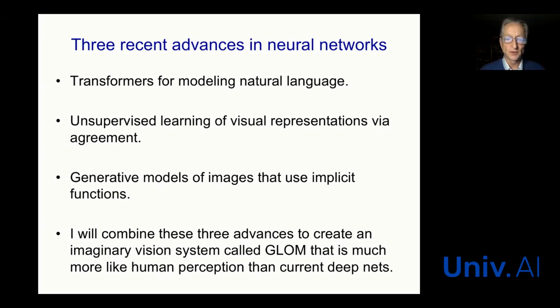The first idea is transformers, which are mainly used for modeling natural language in systems like BERT, but can also be used for modeling images. The second idea is unsupervised learning of visual representations by maximizing agreement, and I'll explain that. And the third idea is generative models of images that use implicit functions or neural fields, and I'll explain those too. And I'm going to combine those 3 things into a system called Glom. And the point of Glom is to recognize objects, but to work in a way that's much more similar to human perception.